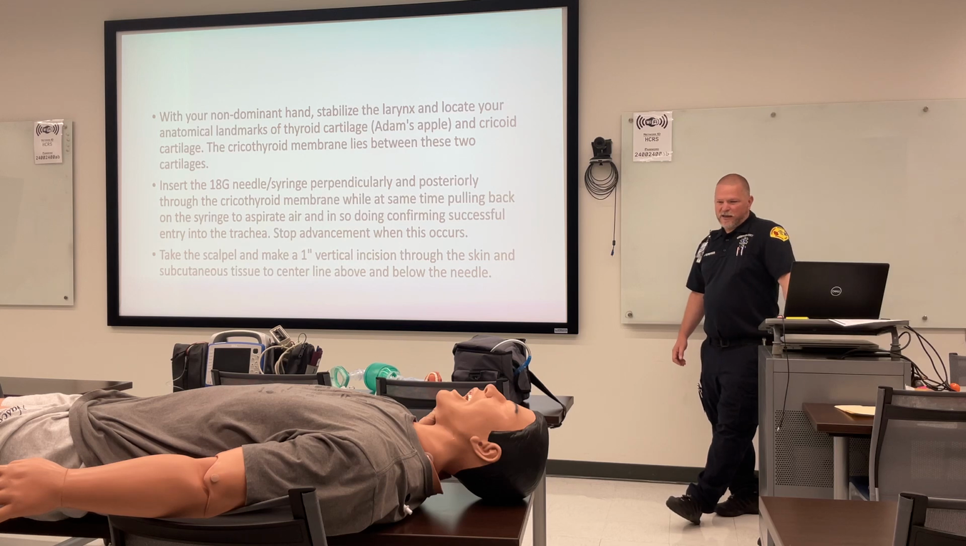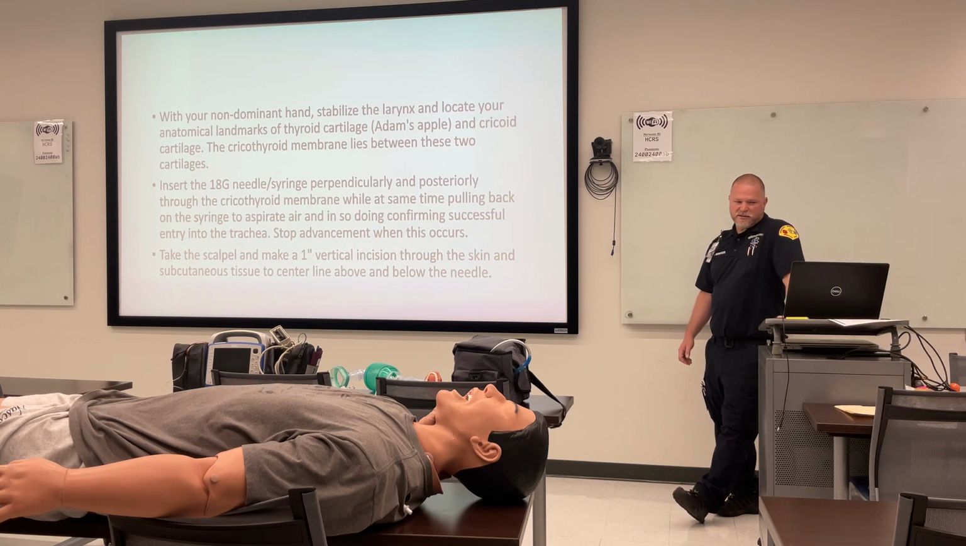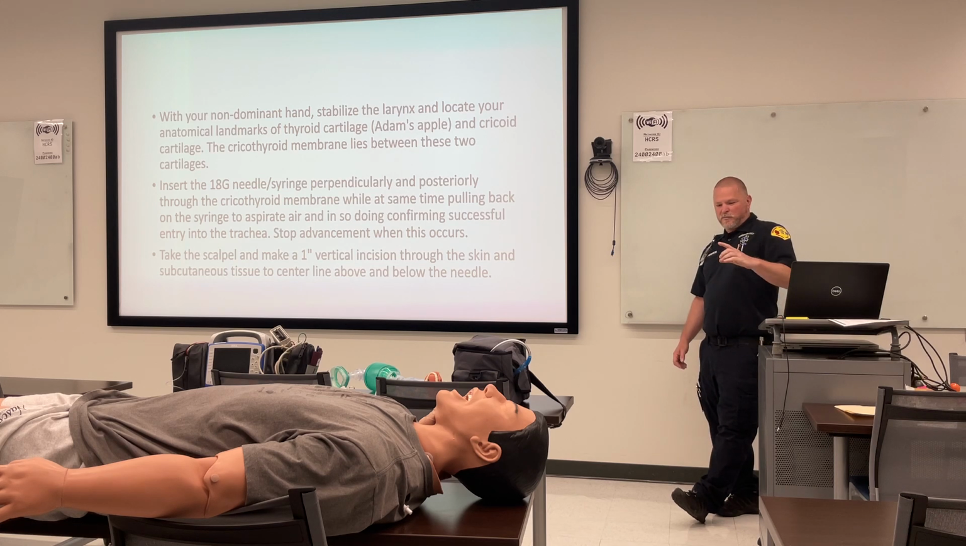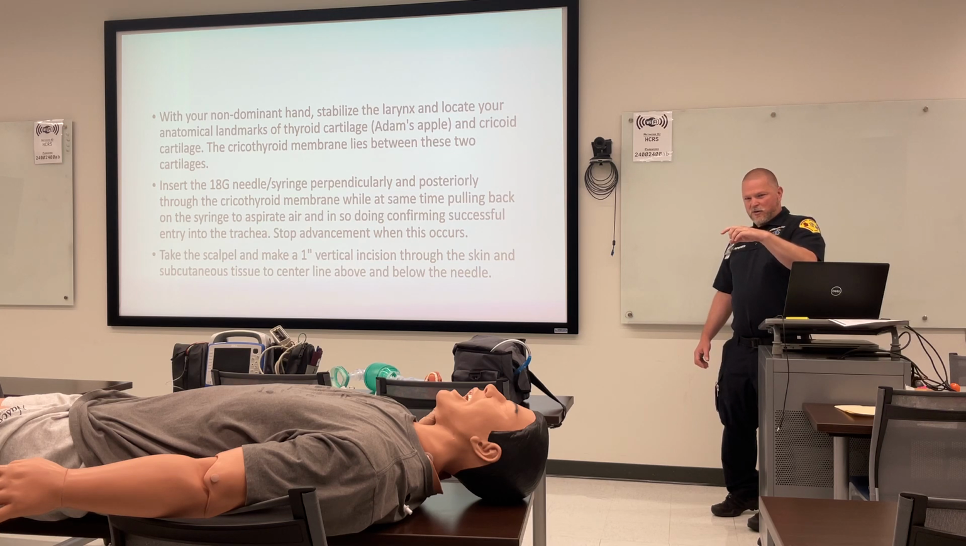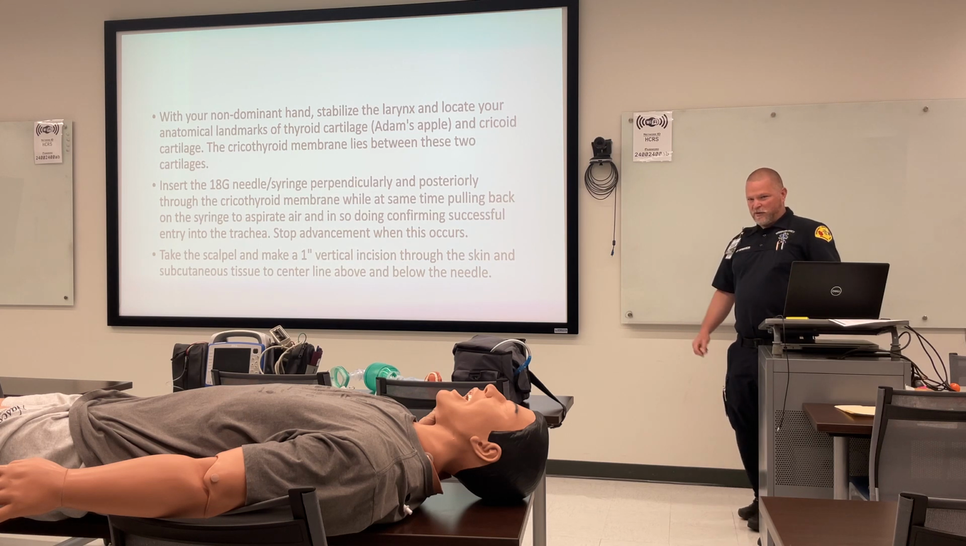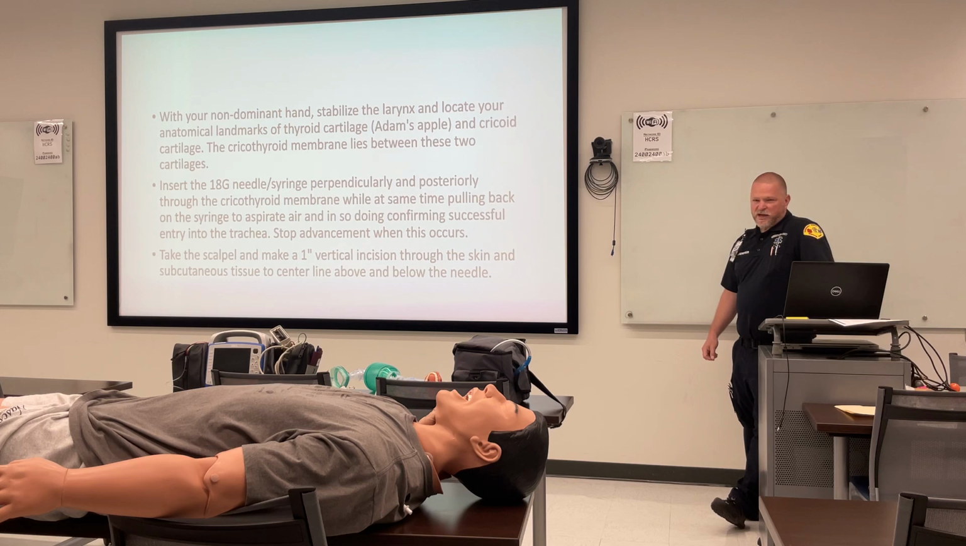With your non-dominant hand, you're gonna stabilize the larynx. You're gonna locate your landmarks of the thyroid cartilage. You're gonna maintain a C-type grip on the thyroid cartilage. You can feel down with your index finger, find the next hard structure, your cricoid cartilage, and then go for the spot in between. Keep your finger marked there, and you reach over and grab your syringe that has your needle on it, and you're gonna go dead center line of that space.